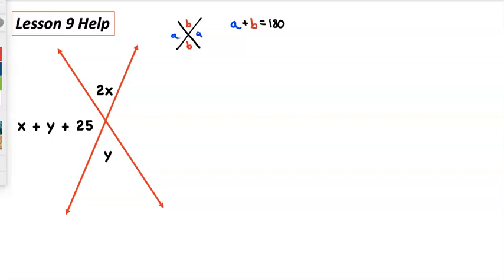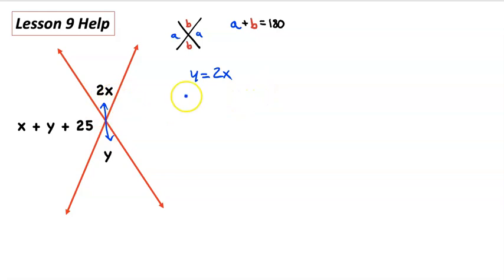I'm going to start by writing down things I know. Well, what do I know? I know that these angles right here are going to equal each other. So I'm going to write that down: y equals 2x. Now, we can't really do anything because we have combinations of x and y. So what we need to do is try to substitute so we can have two angles that just have x or just have y.